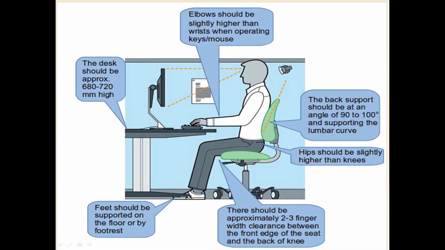As you can see in the picture, kindly observe the picture carefully. The desk should be approximately 680 to 720 mm in height. Feet should be supported on the floor or by a footrest. There should be approximately 2 to 3 finger width clearance between the front edge of the seat and the back of the knee. The back support should be at an angle of 90 to 100 degrees and supporting the lumbar curve. Elbow should be slightly higher than the wrist when operating keys or mouse. And there should be proper light in the room.